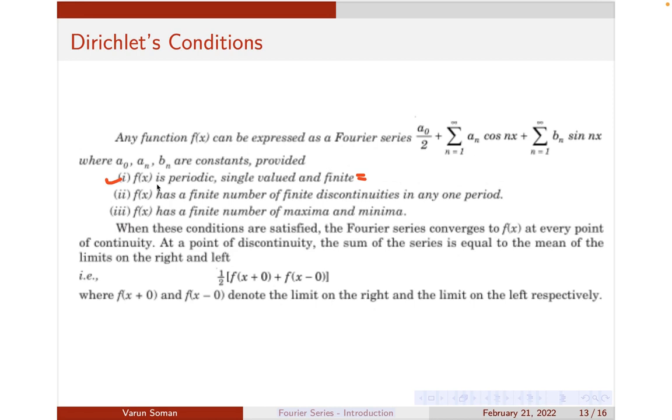Similarly, f(x) can have discontinuities, but the number of discontinuities should be finite. This is one condition: the number of discontinuities should be finite in any one period. It actually means the count should be countable, but that theory is not required here. Just think that it should have a finite number of finite discontinuities in one period, and similarly it has a finite number of maxima and minima.